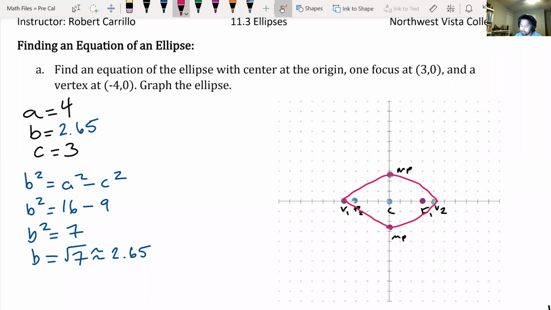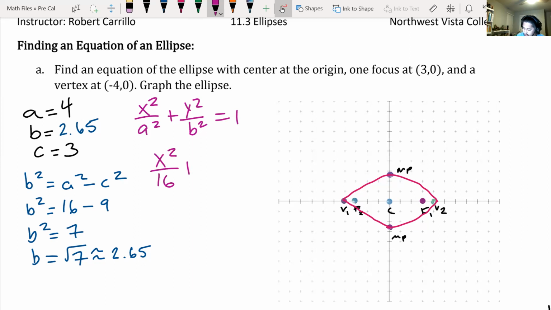Okay, so that being said, we know that this is an ellipse with the center at the origin and the major axis is the x-axis. And the reason the major axis is the x-axis is because it contains the vertices, the center, and the foci. Okay, so for my equation, we know that this is x squared over a squared plus y squared over b squared equal to 1. So all you have to do is fill in a squared and b squared, and we have the equation. So you'll get x squared over 16 plus y squared over 7 equal to 1.